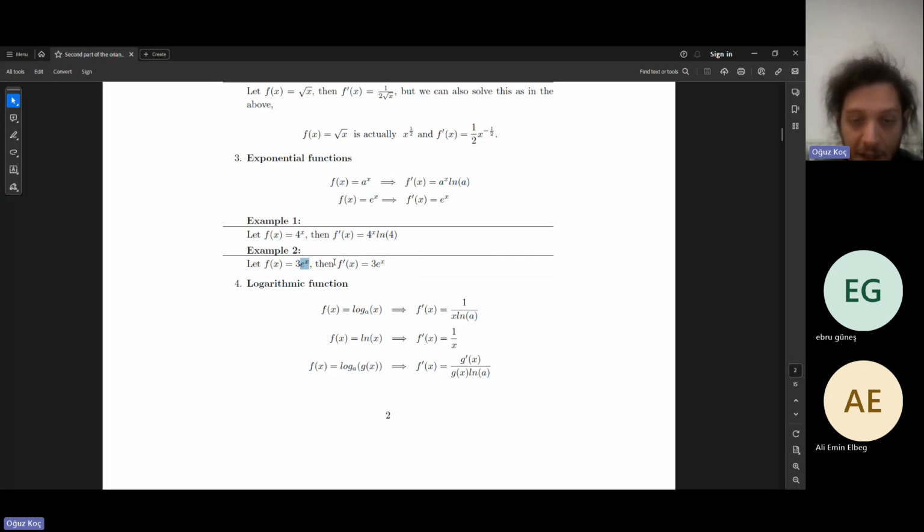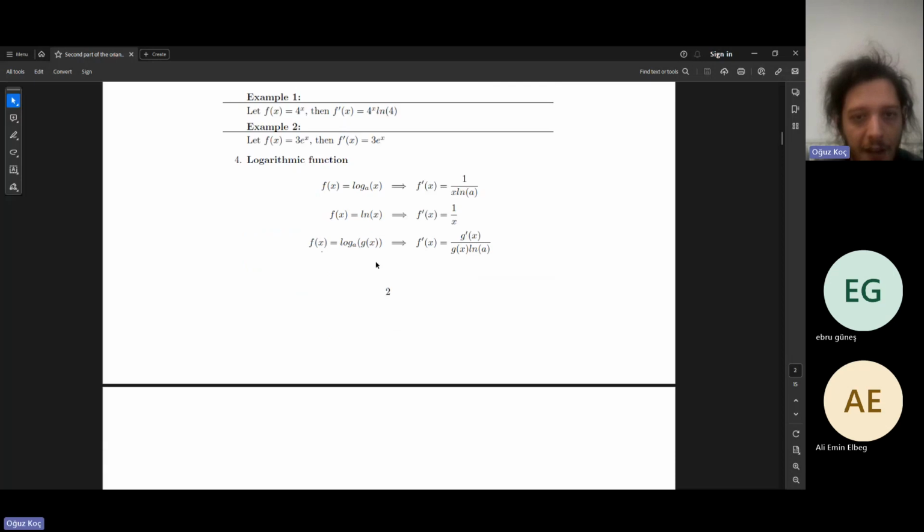And then we get, if you take the derivative, it gives you itself. Therefore, our final derivative is 3 times e^x here. And then we have logarithmic functions.